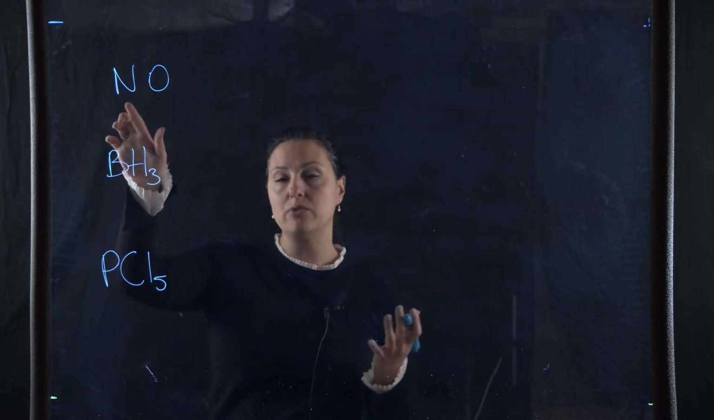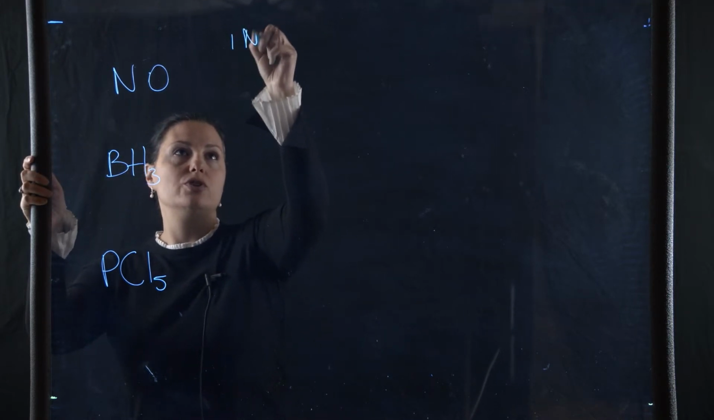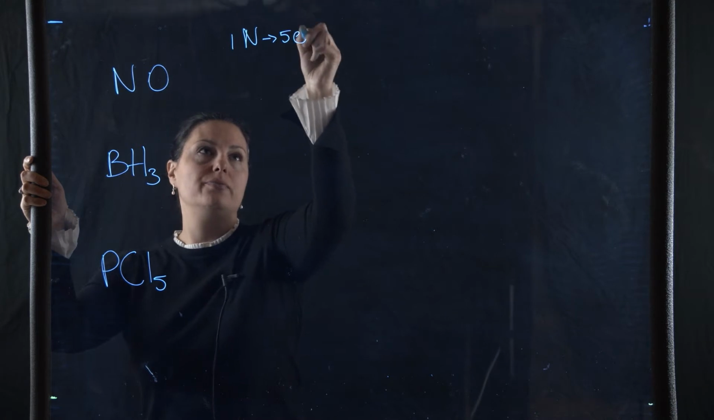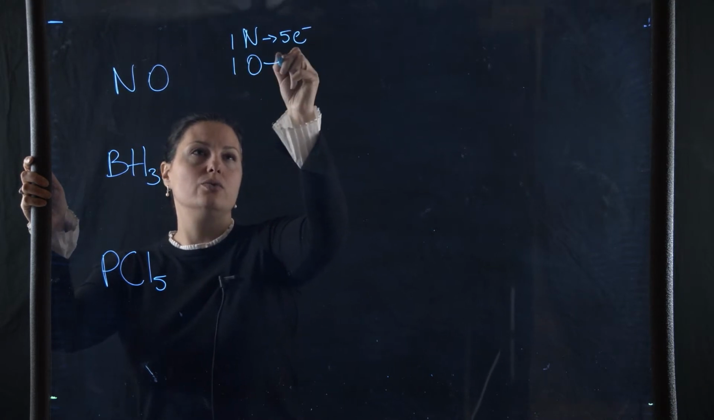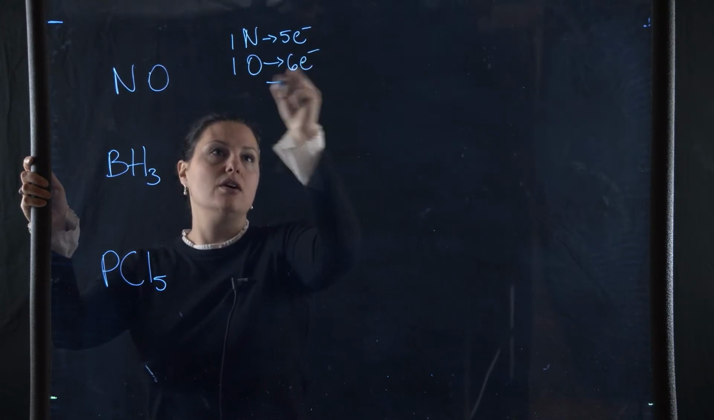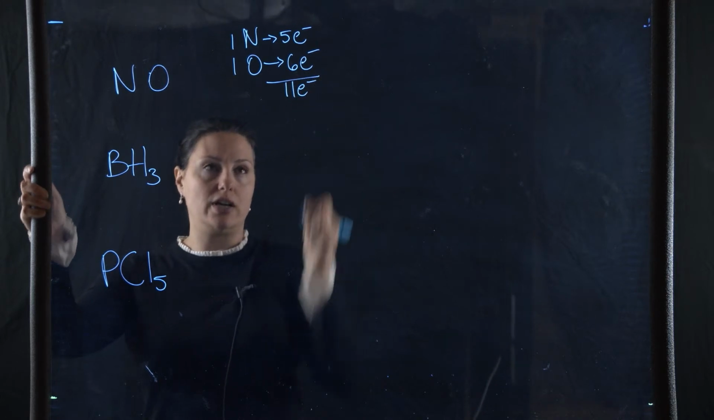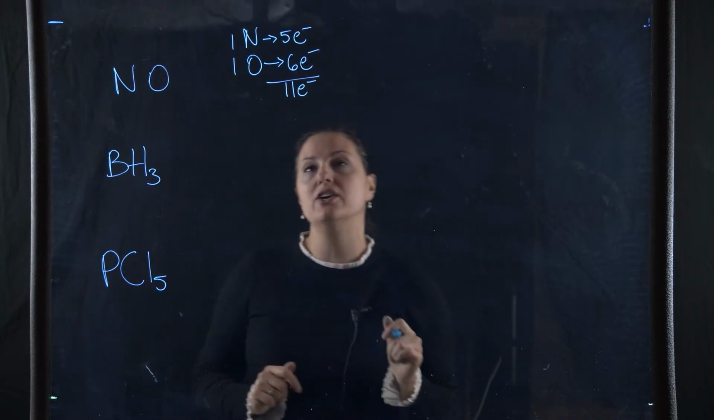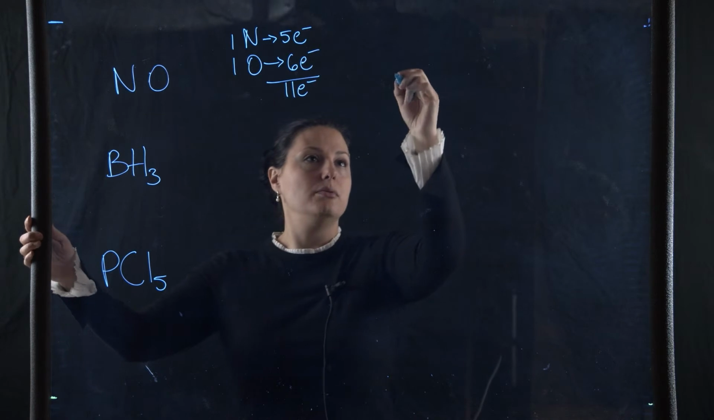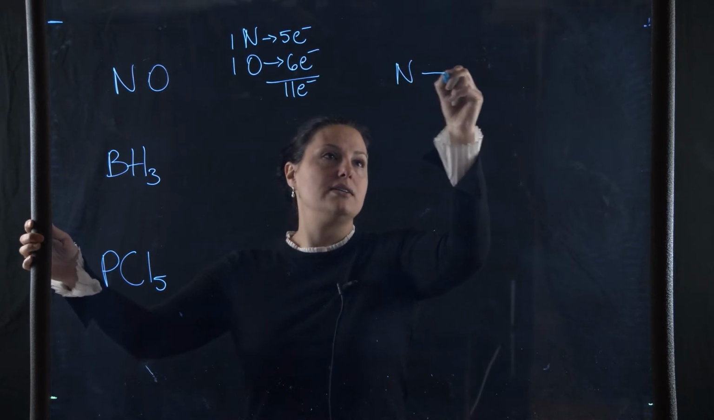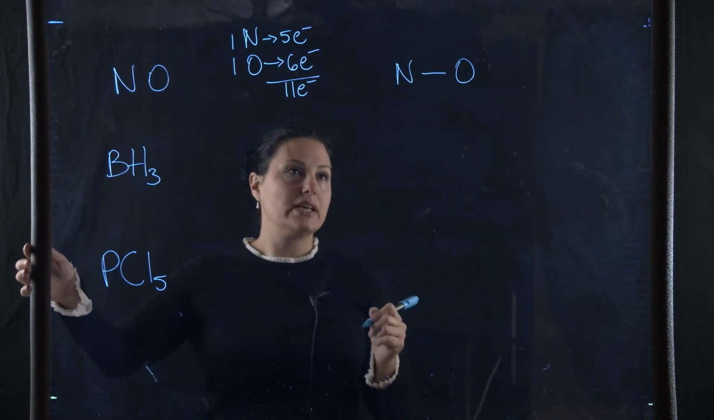First of all, let's tabulate how many electrons I have. I have 1 nitrogen, which gives me 5 electrons, and I have 1 oxygen, which gives me 6 electrons, for a total of 11 electrons. Notice that it's unpaired already. Now let's bond these two elements together.